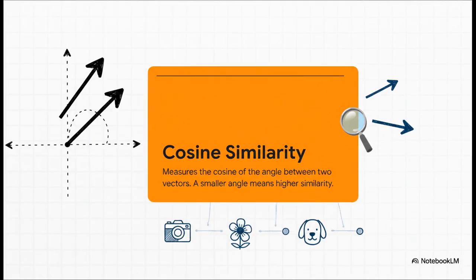So how does it measure closeness? Well, a really popular way is called cosine similarity. Just picture each of those number fingerprints as an arrow shooting out from the center of a globe. Instead of measuring how far apart the tips of the arrows are, this method measures the angle between them. So if two images are super similar, their arrows are going to point in almost the exact same direction, right? The angle between them will be tiny. A 0-degree angle, that's a perfect match.